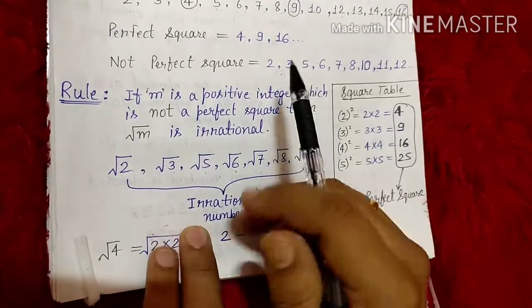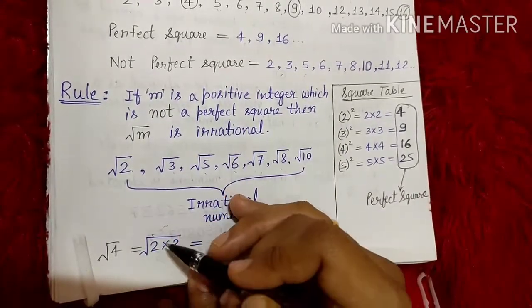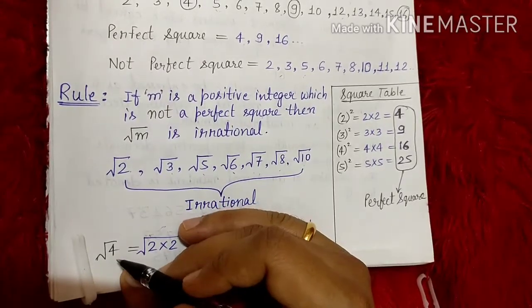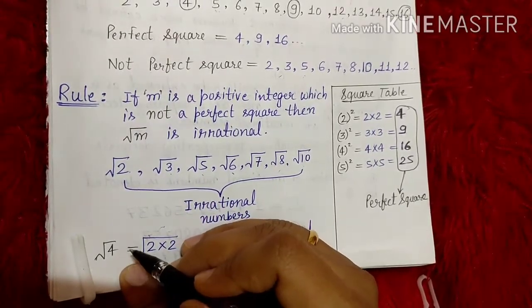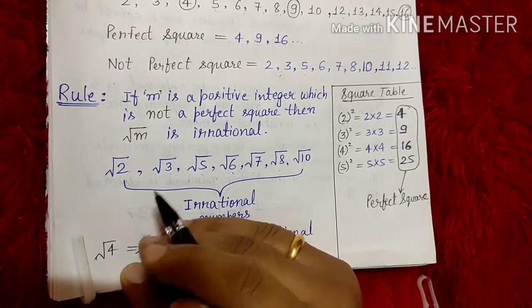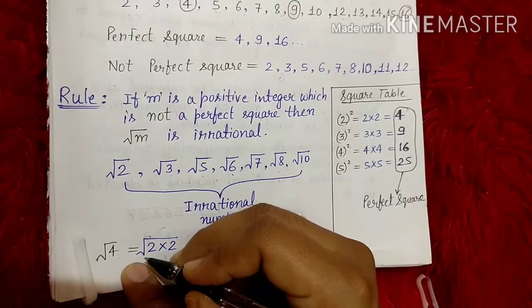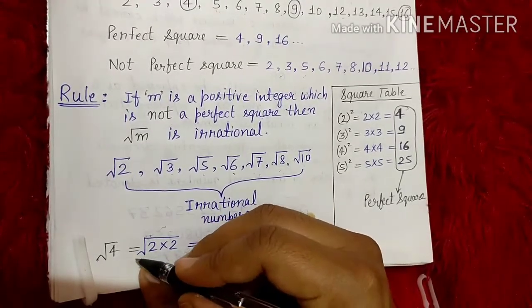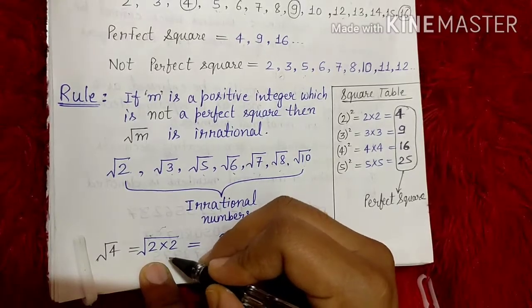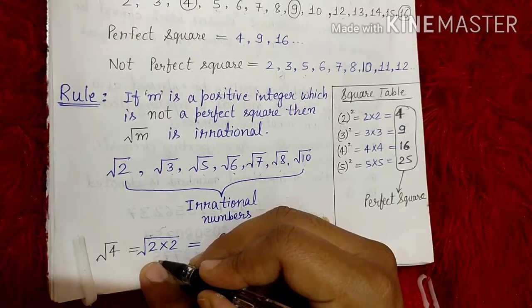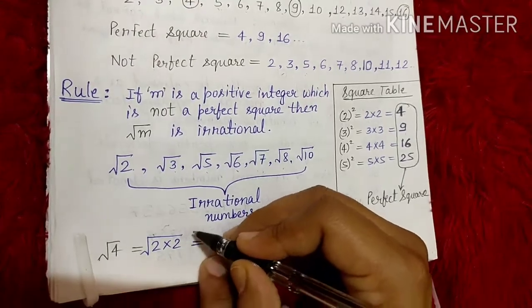Now the question comes: sir, does root 4 also become an irrational number? No. 4 is a perfect square, so it can't be an irrational number. Then the question comes: why can't it be irrational? Just look here. We can write root 4 as the square root of 2 into 2, since 2 times 2 is 4. Now see what comes: the pair of 2s. When numbers come in pairs, we can remove the square root. So the value came out as 2.